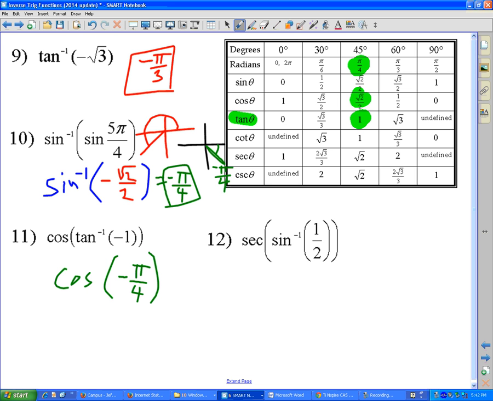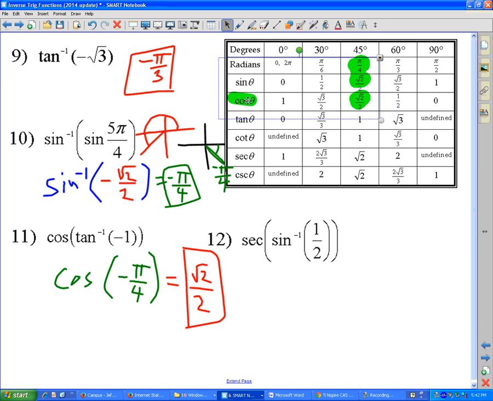What is the cosine of pi over 4? Well, the cosine of pi over 4 is root 2 over 2. And so the only question remaining is, what is cosine in quadrant 4? Well, cosine relates to the x variable, which is positive in quadrant 4. So positive root 2 over 2 it is.